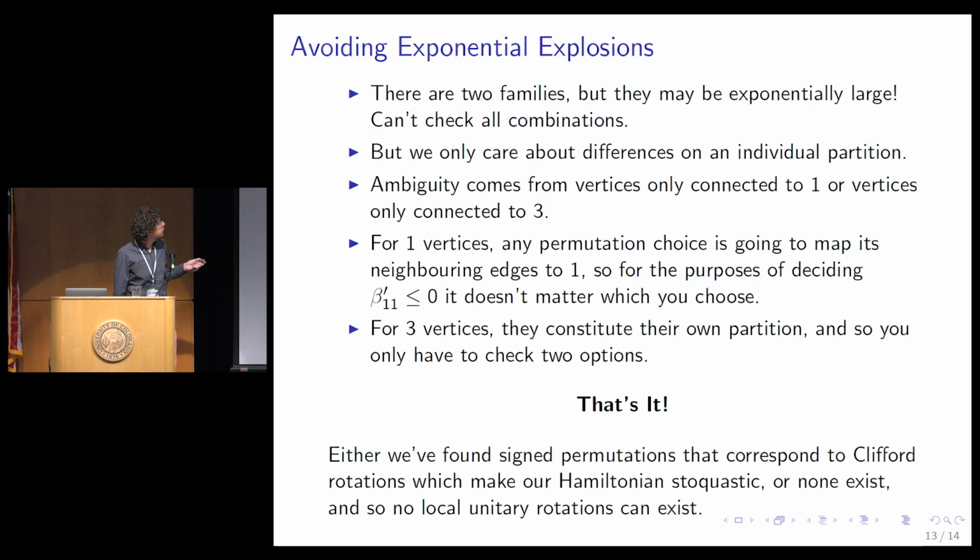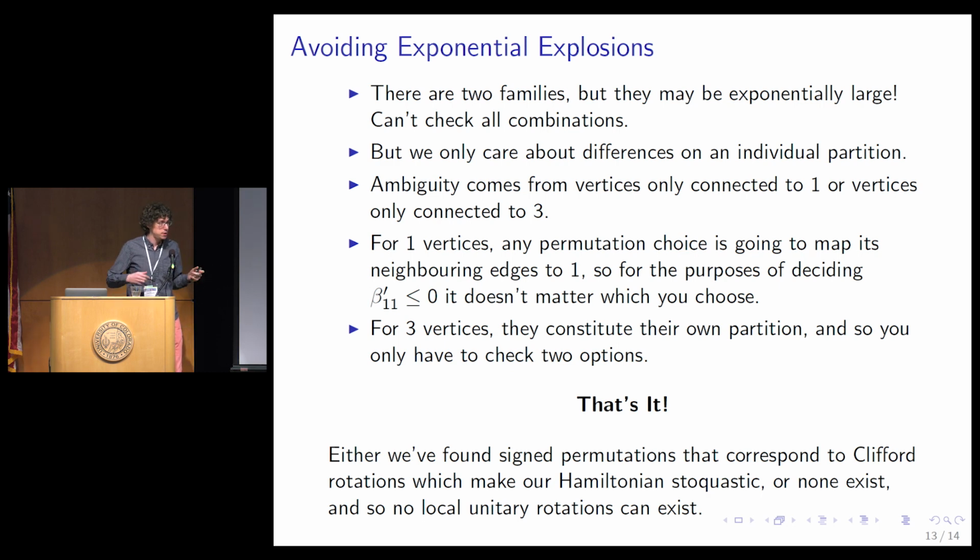But there's a problem, and the problem is the following. The families of permutation assignments that we have may be exponentially large. And so, if we were to choose a permutation and test it, we might find that there's no satisfying assignment, but we could choose a different permutation set from our same family and assign it to these vertices and find that there is a satisfying assignment. We can't check all these combinations, so how do we get around this?